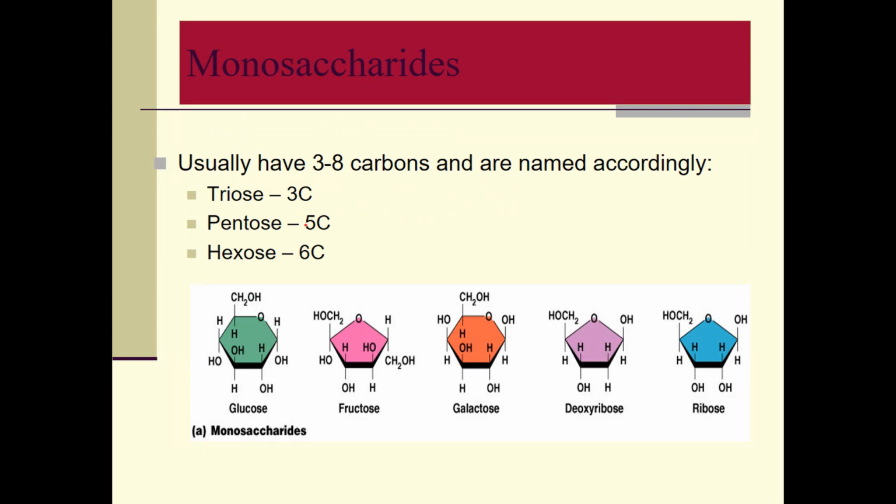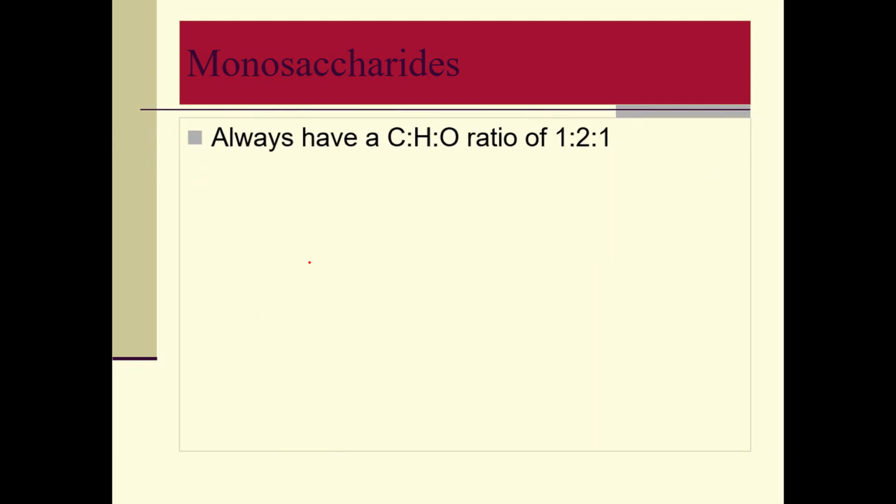So for the monosaccharides, they usually have 3 to 8 carbons and are named according to the carbons. In biological systems, the 3 that predominate that we see the most of are going to be a triose, which is 3 carbon, a pentose, which is a 5 carbon, and a hexose, which is a 6 carbon. So remember that triose is 3, pentose is 5 carbon, hexose is 6 carbon. Now, with monosaccharides, they will always have a carbon to hydrogen to oxygen ratio of 1 to 2 to 1.